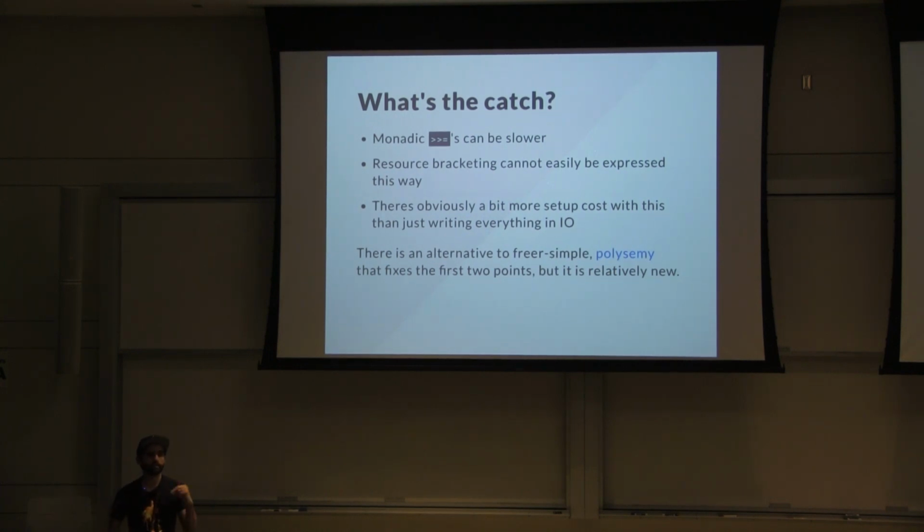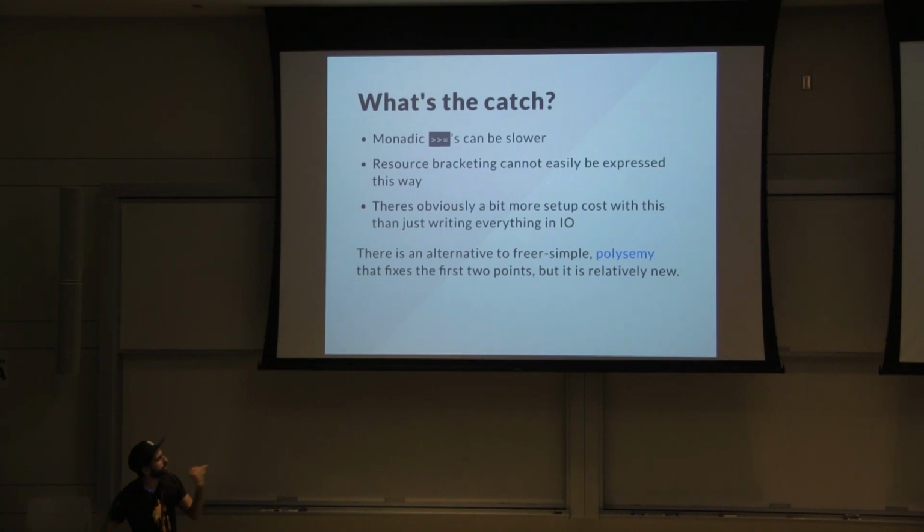It's just in the binds, right? And then there's obviously more setup and a little bit more boilerplate to get all these than you would in the case of just doing everything straight in I/O. But the polysemy implementation fixes the speed. And one more thing: resource bracketing and other non-algebraic effects cannot be really well expressed by free or simple in particular.